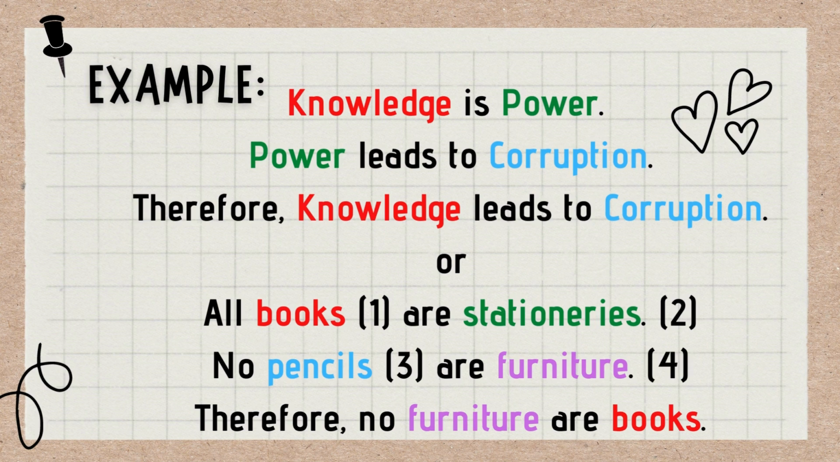Next, let's see another example. All books are stationery, no pencils are furniture, therefore no furniture is books. Here in this syllogism, we have four terms: books, stationery, pencils, and furniture. A syllogism must only contain three terms, each repeated twice. So this syllogism has committed the fallacy of four terms. Right. So let's see what rule two is.